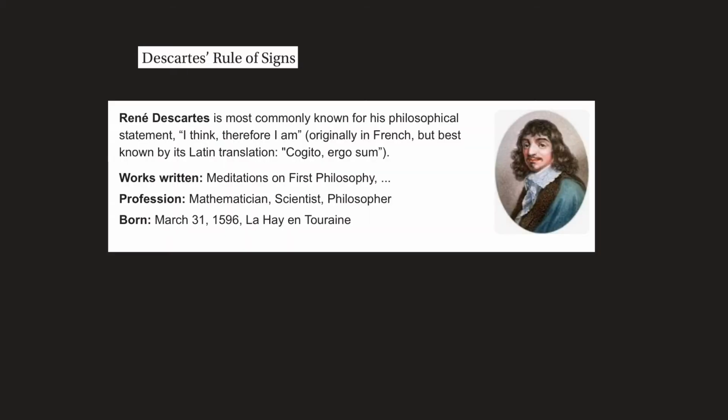Rene Descartes was a famous philosopher. He was a mathematician. But Descartes' rule of signs will help us to break down how many positive or how many negative roots a function might have. I typed his name in Google and found this. His most famous saying is, "I think, therefore I am."